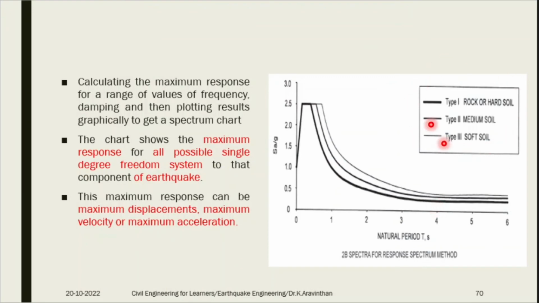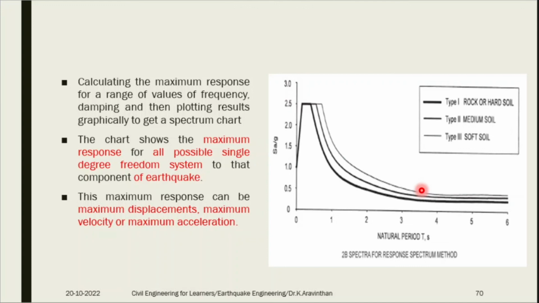This is given for three types of soil. Type 1 is rock, type 2 soil is medium, type 3 is soft soil. So this is rock soil. If you have rock soil, you can use this thicker curve, and the lighter one is for medium soil, and for soft soil you can use this response spectra. These are the respective values.